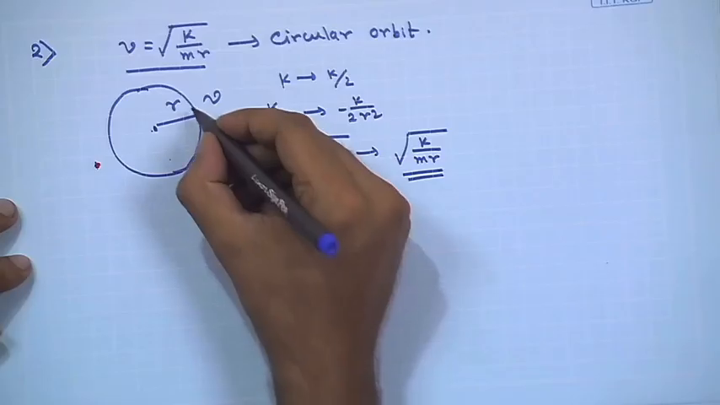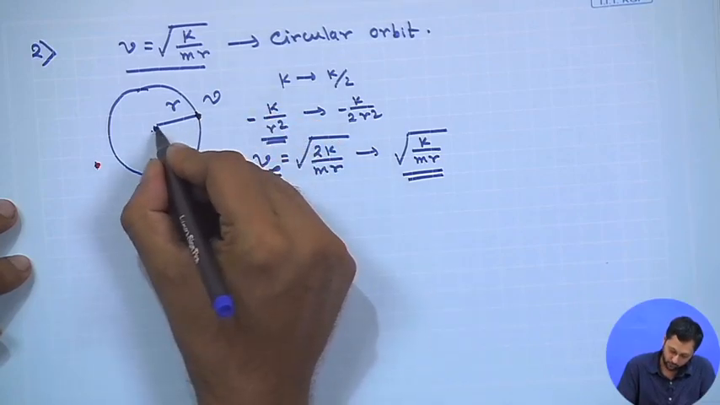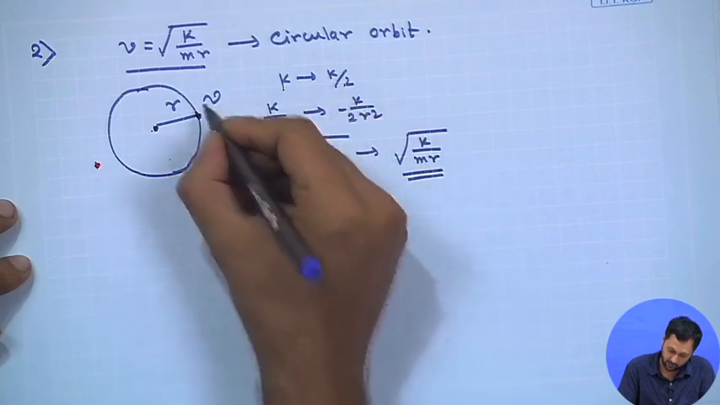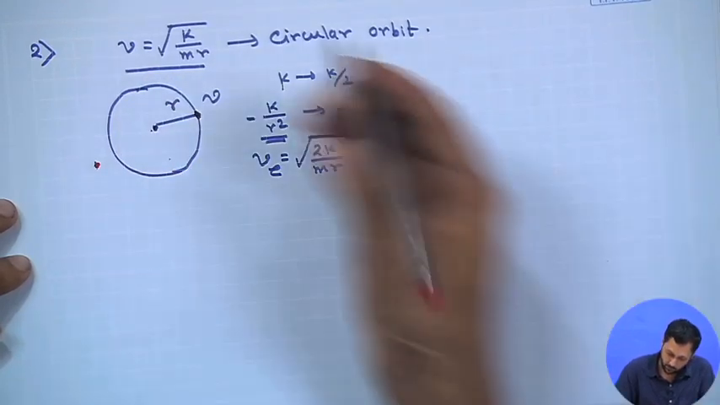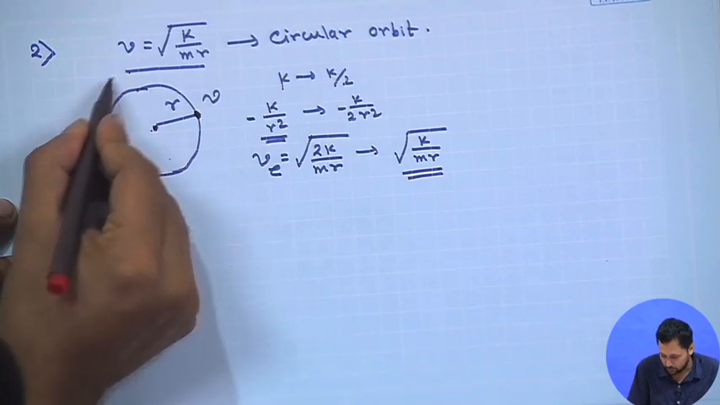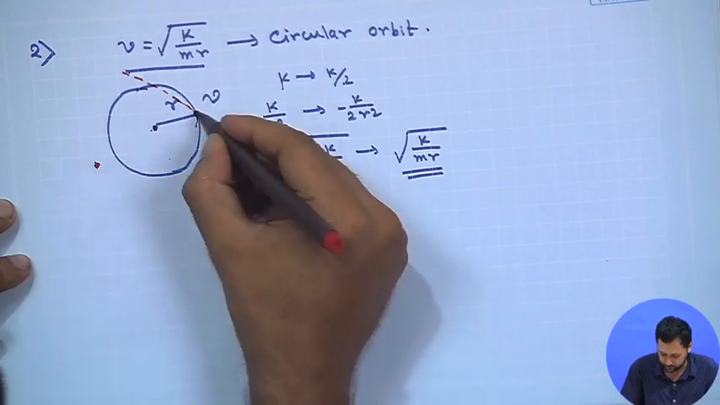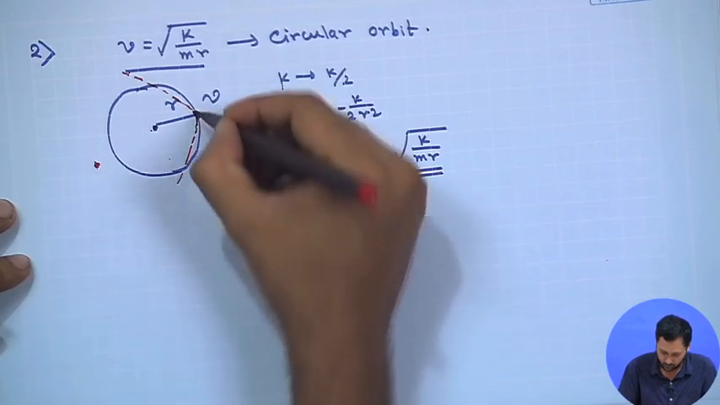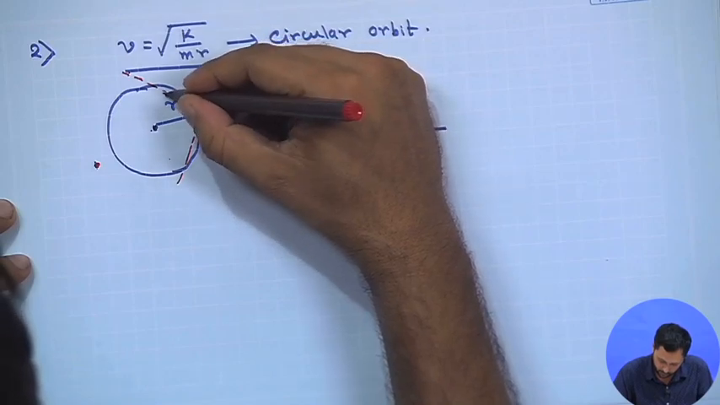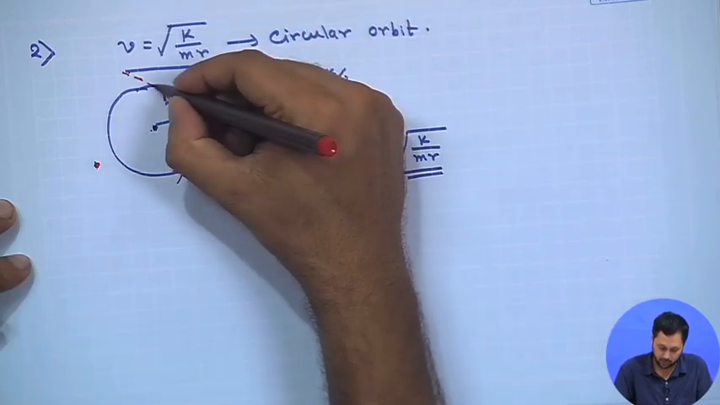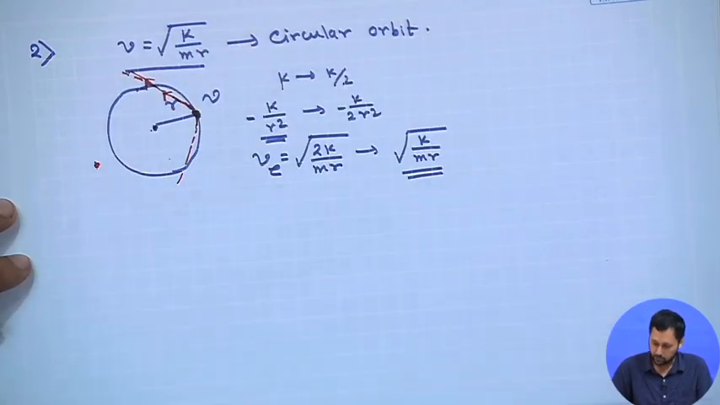So, at this point where the force constant has been reduced from k to k half, it will immediately start travelling in a parabolic path. So, your path will look something like this. Instead of going in the original path, it will start travelling in this path. Okay. So, this is how we prove it.